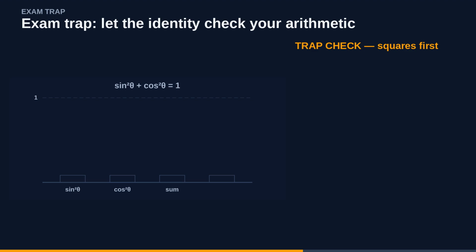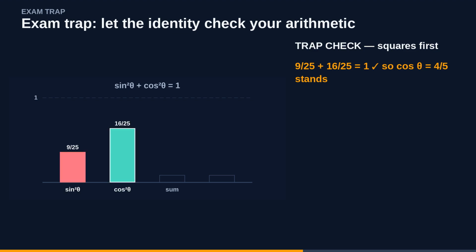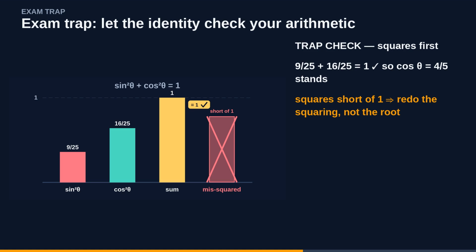The identity is a free checker. Square your 2 answers, 9/25 and 16/25, and stack them. They fill the unit exactly, so cos θ equal to 4/5 is confirmed. If your two squares do not reach 1, the squaring went wrong, recompute before you touch the options.